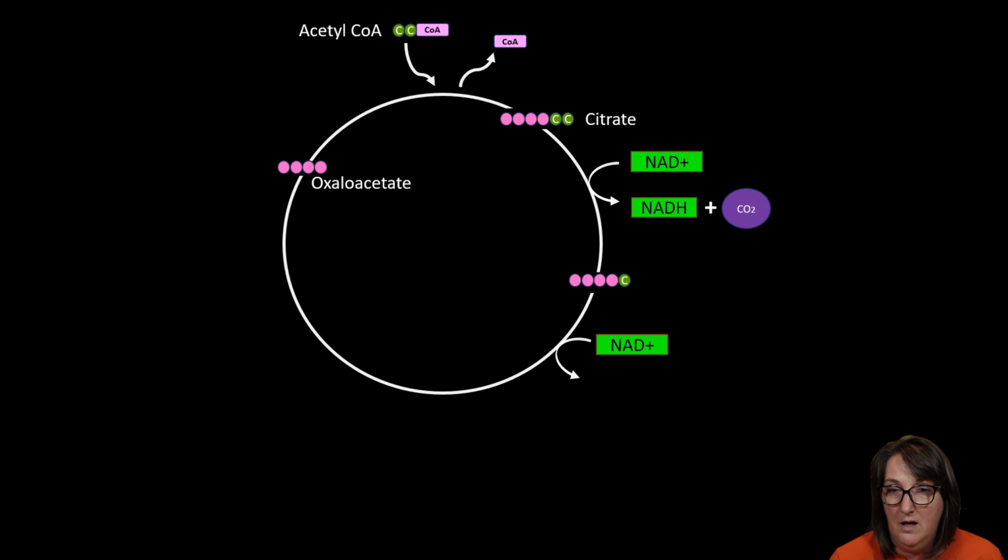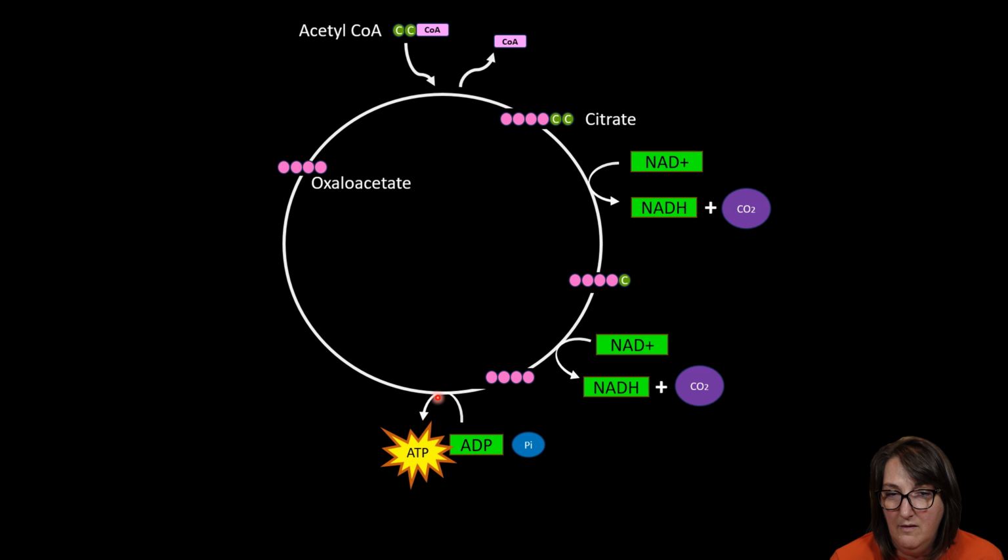I'm going to harvest off some more H's, and I'm harvesting that last carbon to make carbon dioxide. So now I have my molecules coming back, 1, 2, 3, 4, but I can make some ATP. I'm going to be able to use this molecule, and I can phosphorylate this ADP into ATP. I can make 1 ATP in this process.